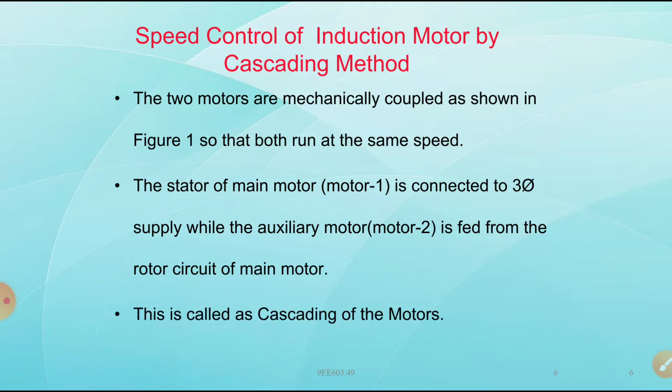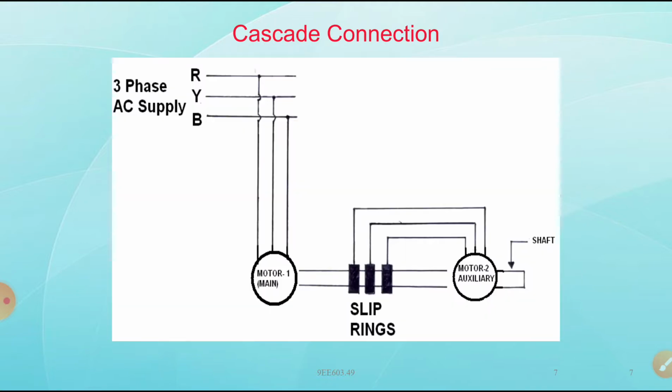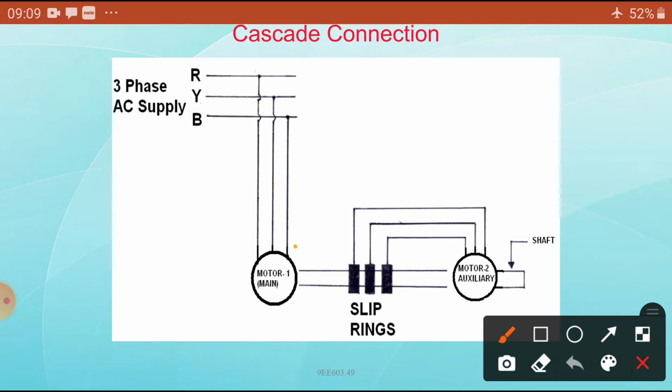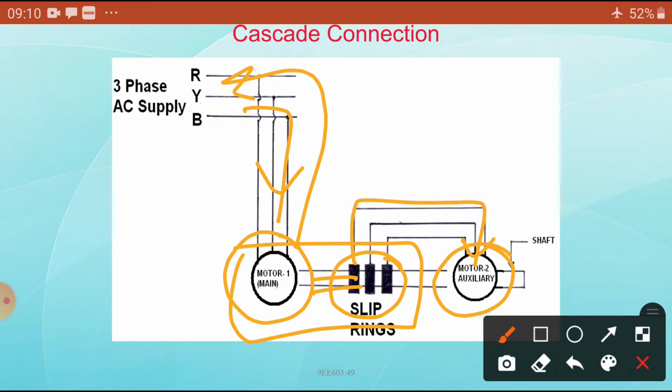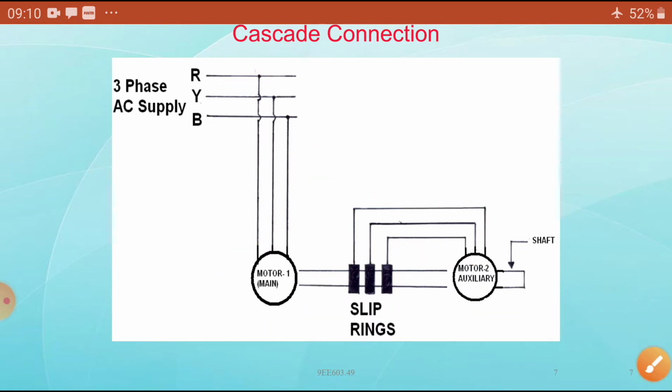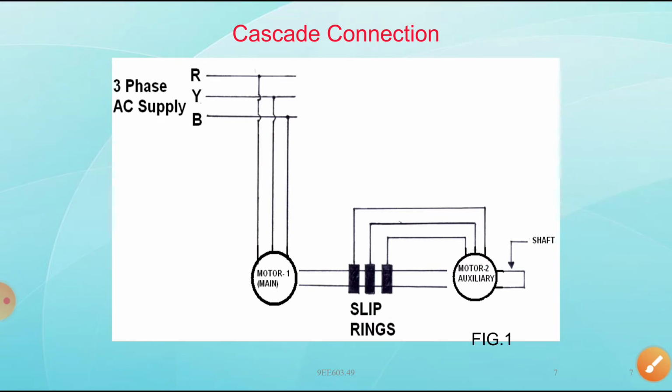This is called the cascading of the motors. You can see this figure. This is the main motor, dear students, and this is the auxiliary motor. The main motor is a slip ring induction motor. Its stator is connected to the supply, and the rotor induced EMF is connected to the slip rings. This induced EMF acts as an input to the second motor. The rotor circuit, that is the secondary, acts as a primary to the other motor. So this is known as the cascading connection.